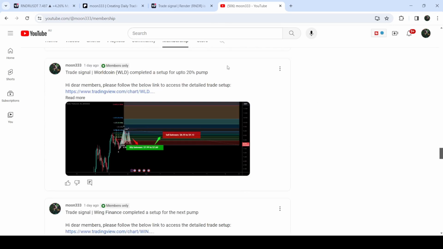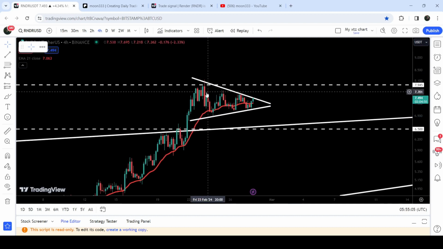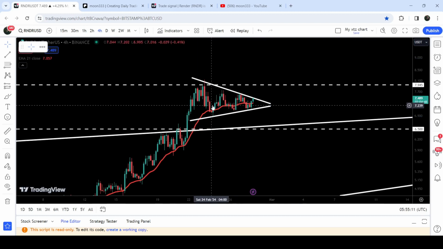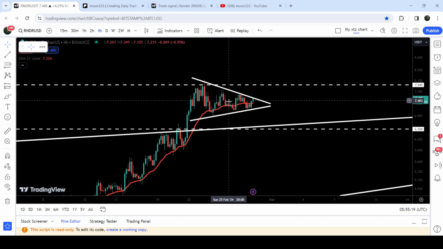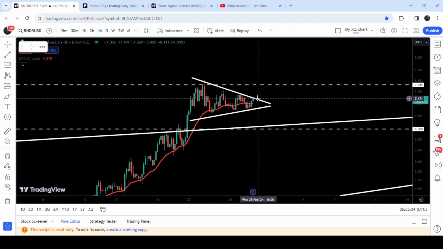Now let me take you to the live chart, and this is the 4-hour time frame chart. And you can see that for the past few days, since after 22nd of Feb, it is moving inside this symmetrical triangle on this 4-hour time frame chart. We had a bounce here, rejection here, bounce here, rejection, bounce, rejection, bounce, and now it has again moved down, moved up at the resistance of this triangle.